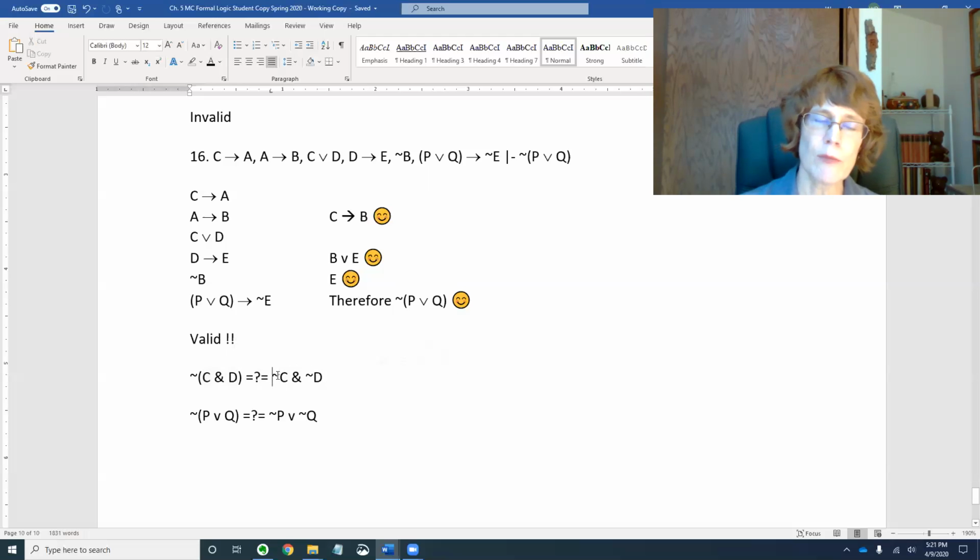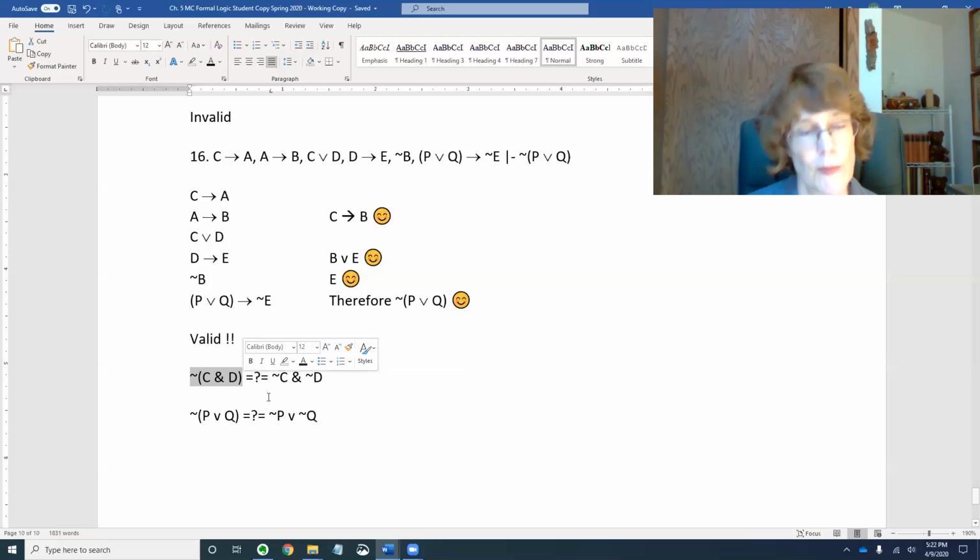So this is saying something much stronger. This is saying that she doesn't have either. She has neither a cat nor a dog. Over here on the left, it's just saying she doesn't have both at the same time. She might have one, but not the other.